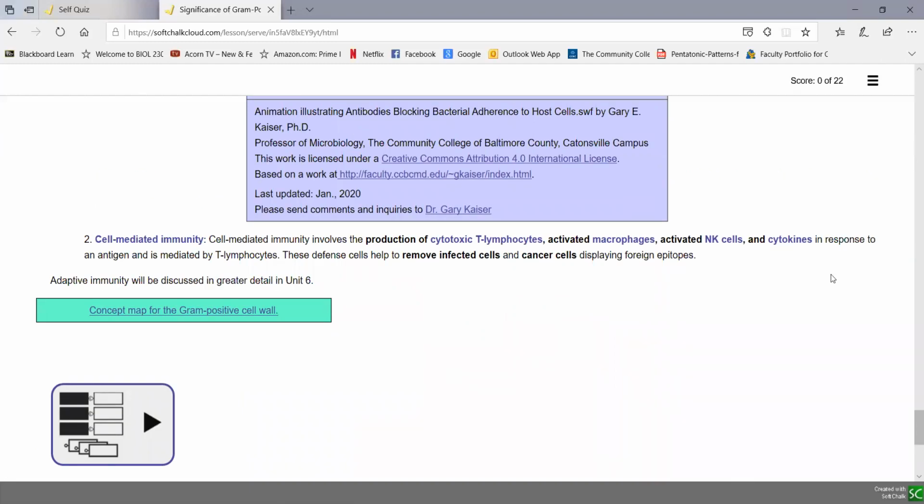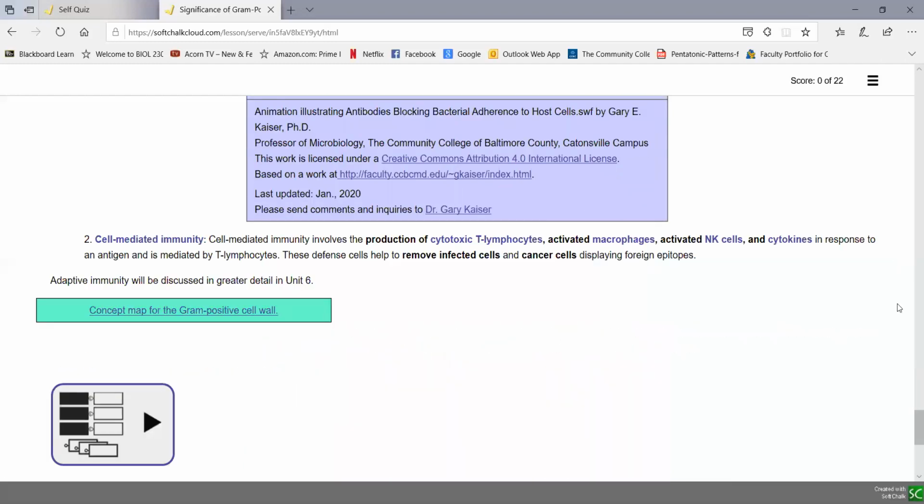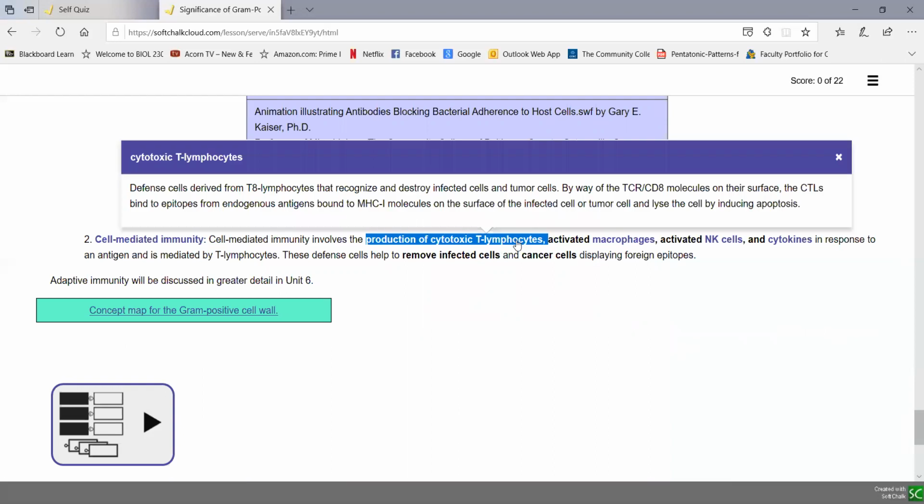Now, the other type of adaptive immunity is called cell-mediated immunity. Humoral immunity is a molecular response. The antibodies are molecules, whereas cell-mediated immunity is a cellular response. Now, as we're going to learn later on, this is primarily the production of cytotoxic T lymphocytes in response to an antigen. And cytotoxic T lymphocytes are the cells we use primarily to remove infected cells or tumor cells by causing those cells to commit suicide, or undergo apoptosis or cell suicide.